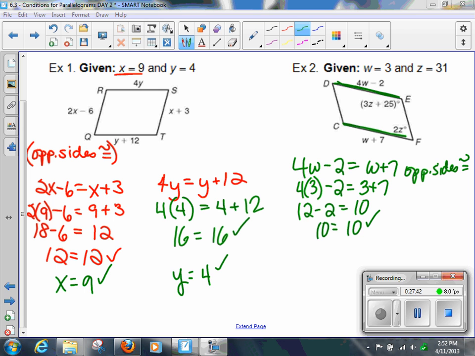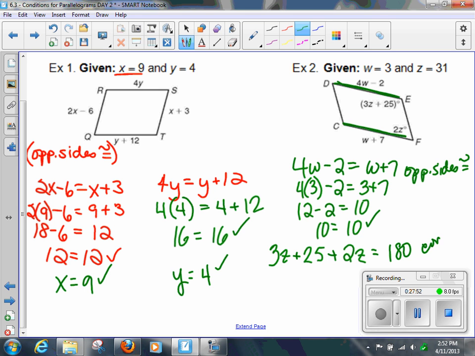Okay, so 3z plus 25 plus 2z equals 180 because consecutive angles equal 180. Let me move this up so you can see.